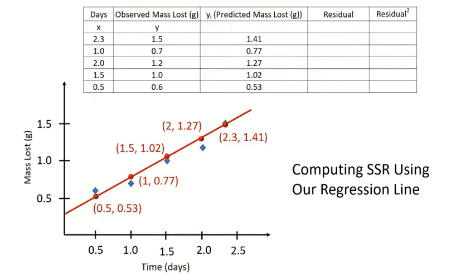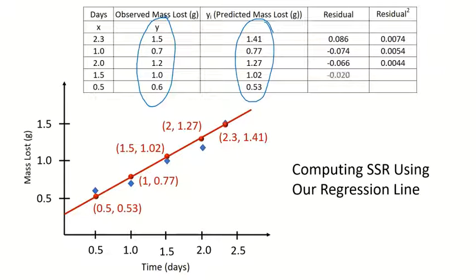Okay? And in order to do that, of course, we will subtract. These are the coordinates in y of the observed mass lost, and we are going to subtract the predicted mass from that. And then we are going to square. So we now have our sum of squares regression. So this is now our sum of squares regression.